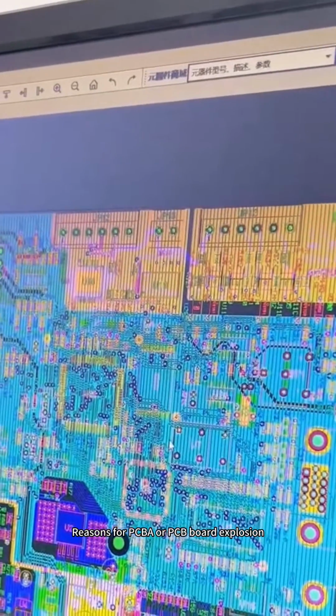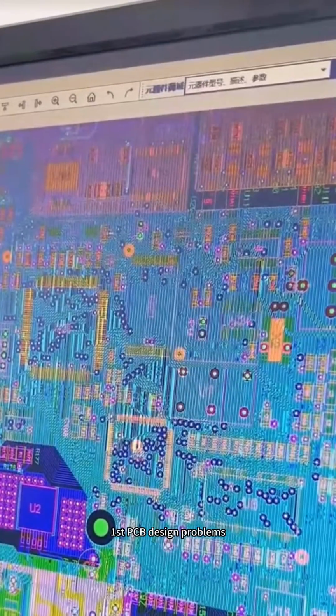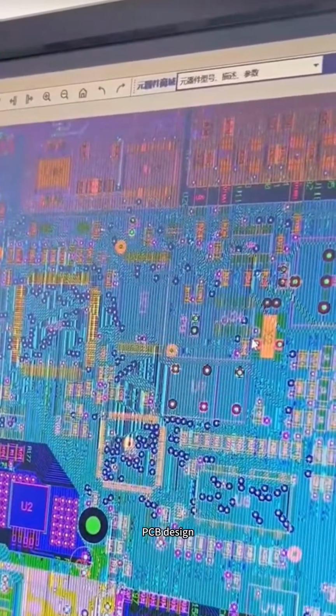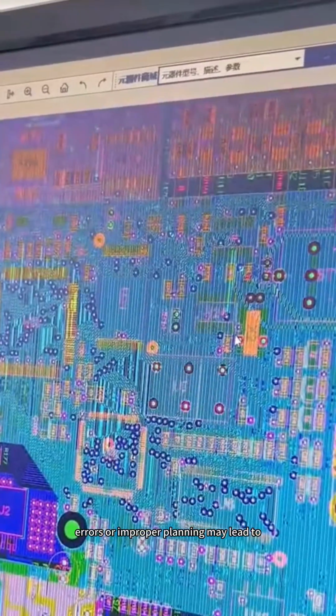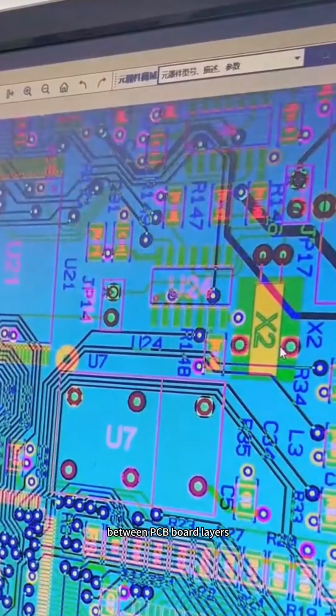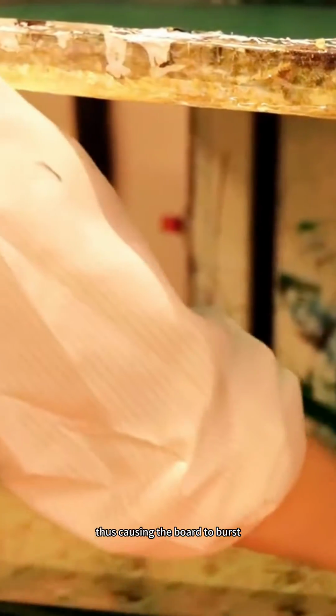Reasons for PCBA or PCB board explosion. First, PCB design problems. PCB design errors or improper planning may lead to excessive voltage between PCB board layers, thus causing the board to burst.